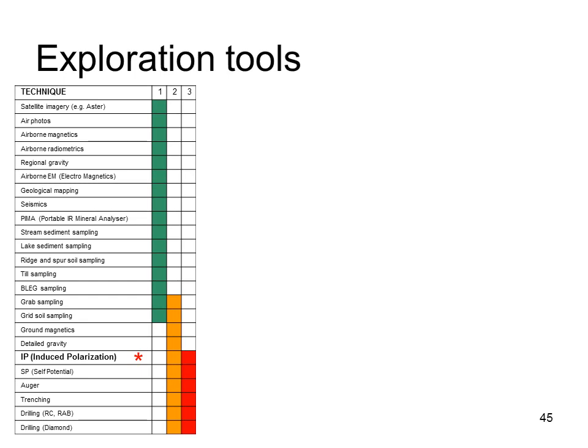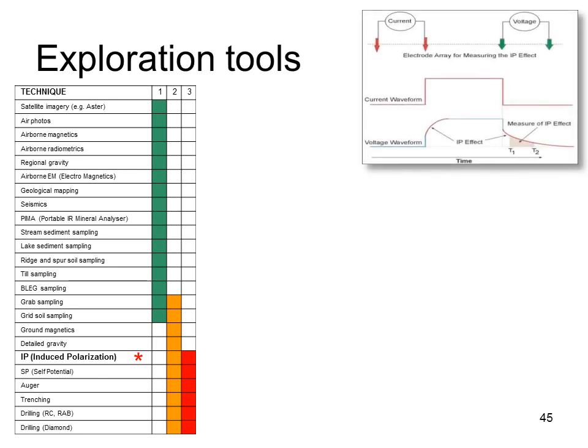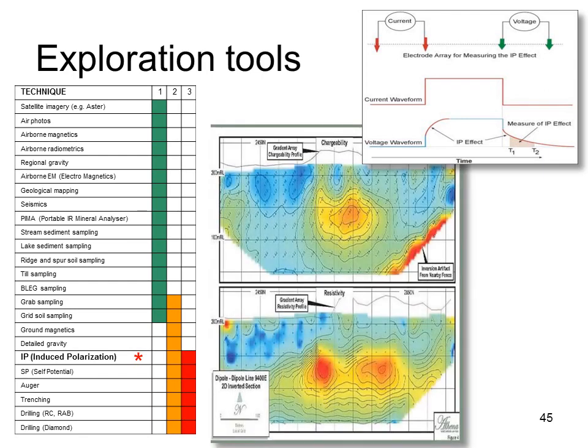Now we start moving into techniques that are generally used in both Phase 2 and Phase 3 exploration. The first of these is IP, or induced polarization. IP is an electrical geophysical method where intermittent current is fed into the Earth and the response is measured through other electrodes. The data includes both resistivity and chargeability.